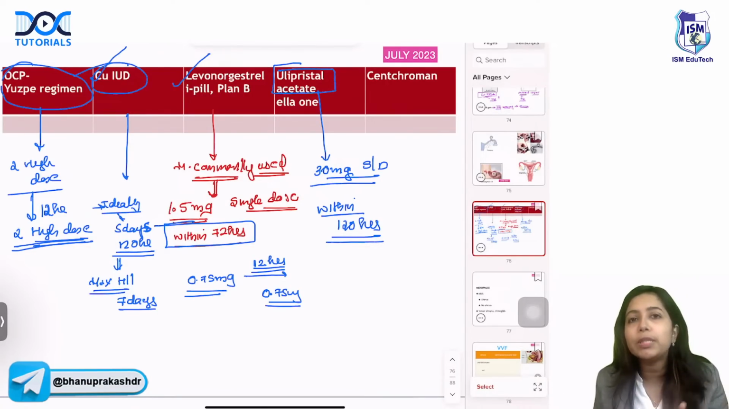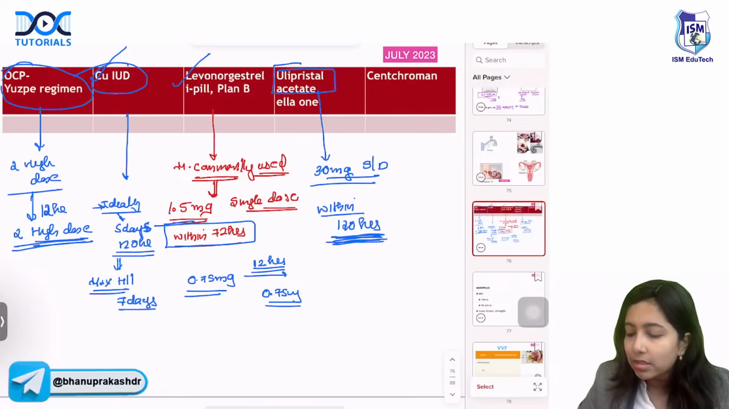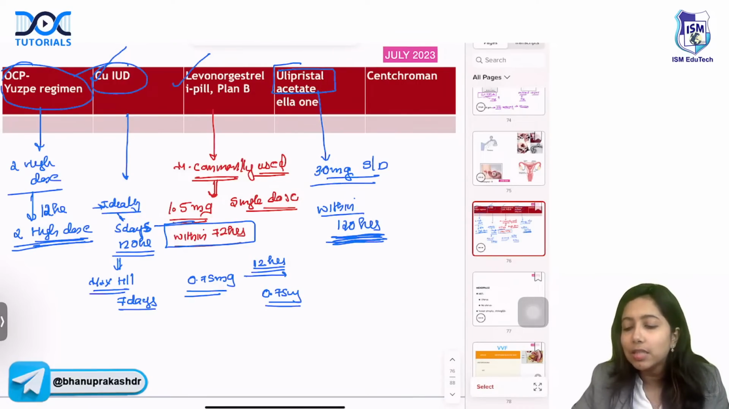The other drugs, at least you should know the names. You can use pills. High dose pills means give 2 tablets each. Low dose pills means give 4 tablets each. You can use copper intrauterine device up till 5 days, maximum till 7 days. Ideally, within 5 days of unprotected sexual intercourse, this has to be inserted. Ulipristal acetate, single dose, 30 milligram within 120 hours. Finally, another drug is sencromen.